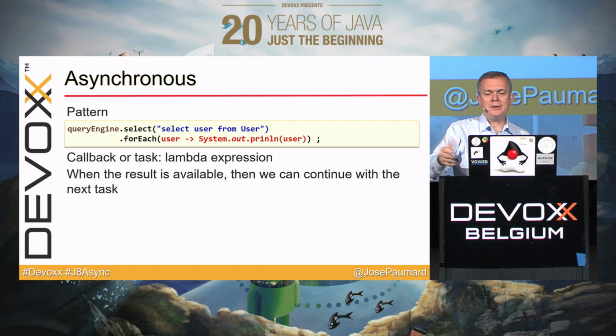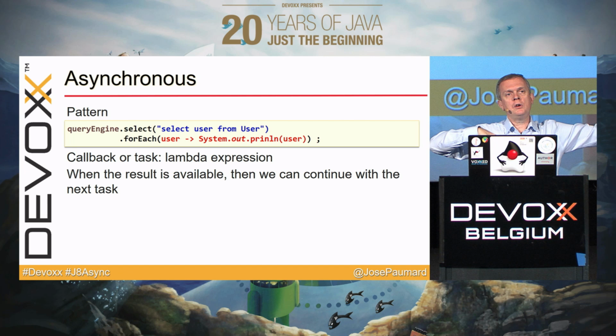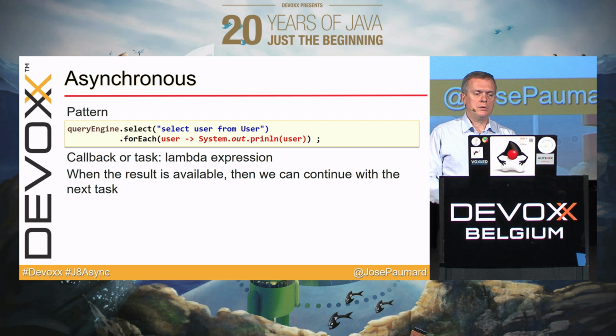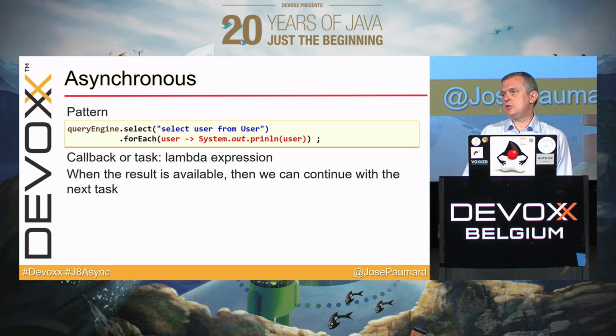The result is pushed to the callback instead of having the result pulled from the list or from the intermediate structure and passed to the lambda expression. All right, this is all very fine, but as I said, it's not Java code, it's just metacode. How can we write this kind of thing in Java?